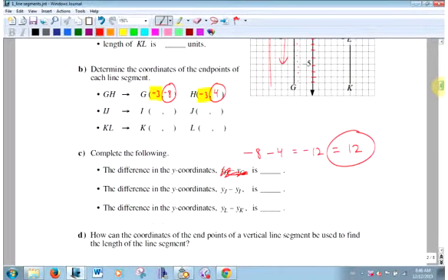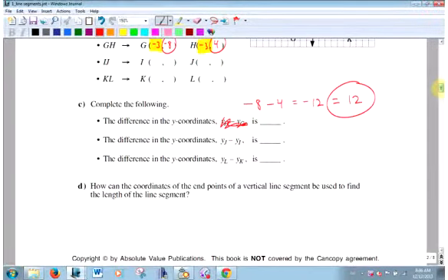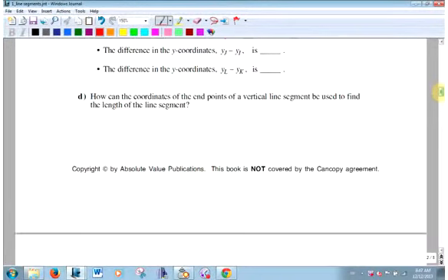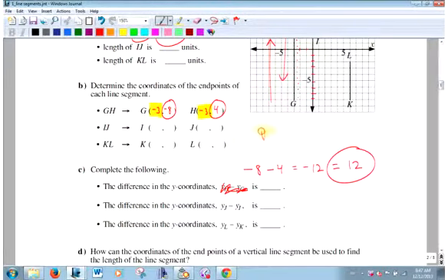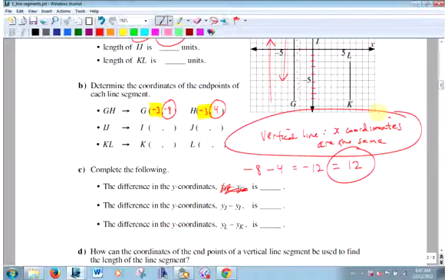All right? Same thing. Maybe we'll make a note of that though, okay? So a vertical line, what did we notice? X coordinates are the same. Always, always, always. If they're not, then it's not vertical.